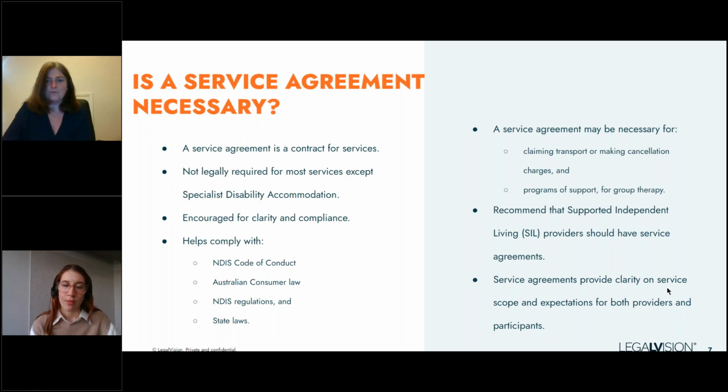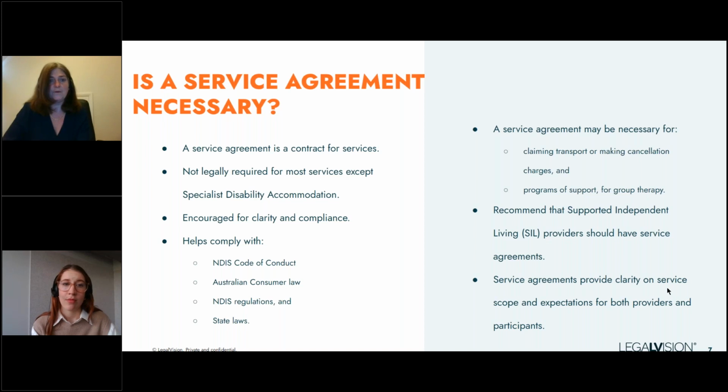We also strongly recommend that supported independent living arrangements are reflected in a service agreement, as SIL arrangements are now being closely scrutinized by the NDIS. This is especially important if the same provider is offering the SIL house with the SIL services or offering SDA and SIL.